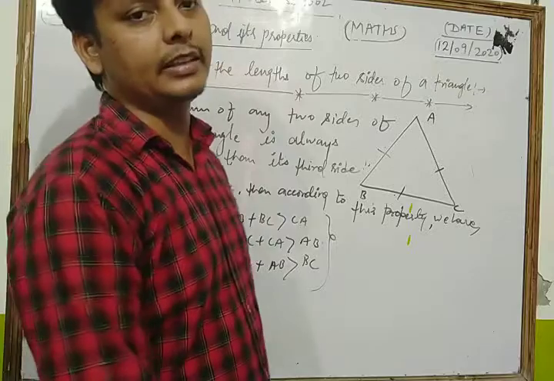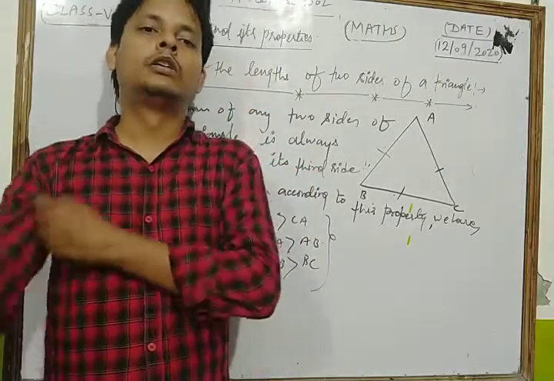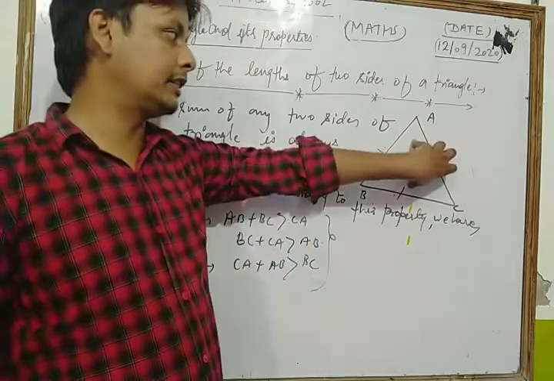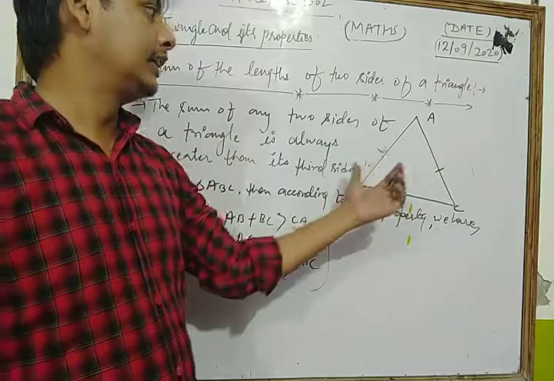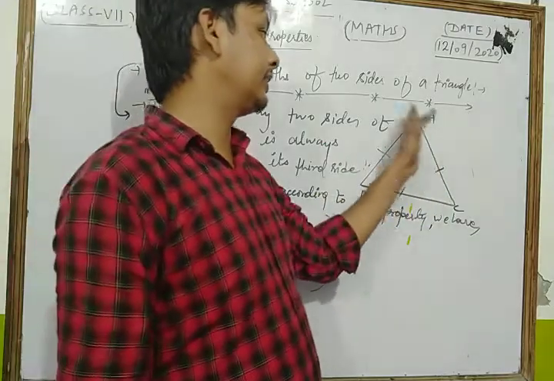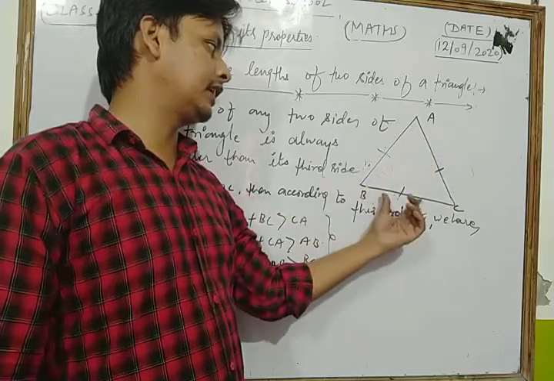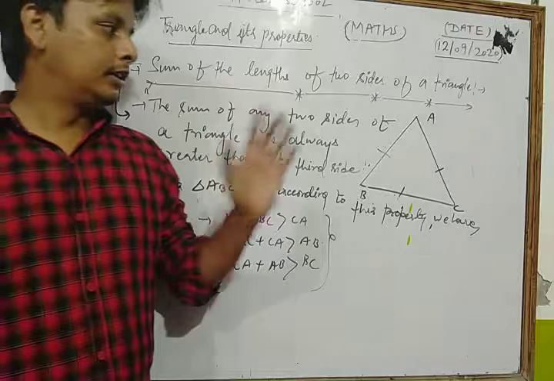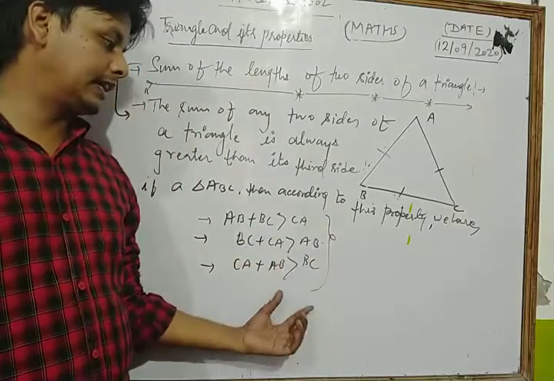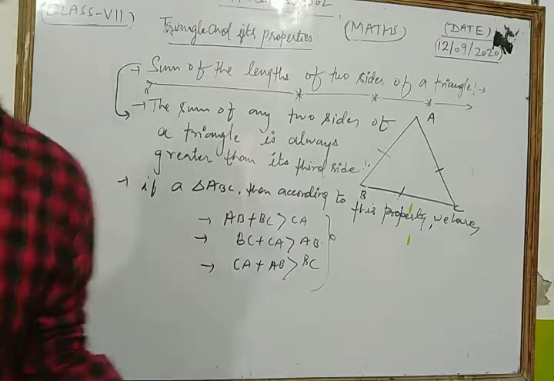In this way, we can say that the sum of any two sides of a triangle is always greater than its third side. So, dear student, in any triangle ABC, side AB plus BC is always greater than CA, side BC plus CA is greater than AB, side CA plus AB is always greater than BC. This is one of the most important concepts of triangles. So, please remember all those points and apply that property in your questions.